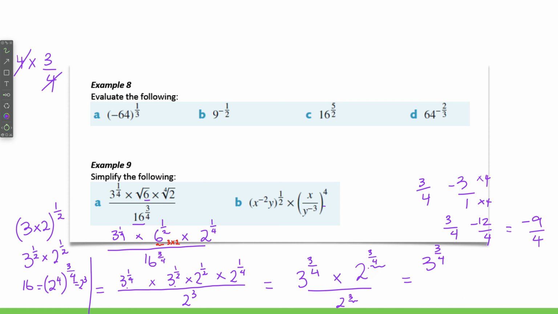So what that means is that when I divide 2 to the power of 3/4 by 2 to the power of 3, that's going to leave me over with 2 to the power of 9/4, and because it's a negative, I'm going to take it to the bottom. And there we have this quite complicated equation completed.